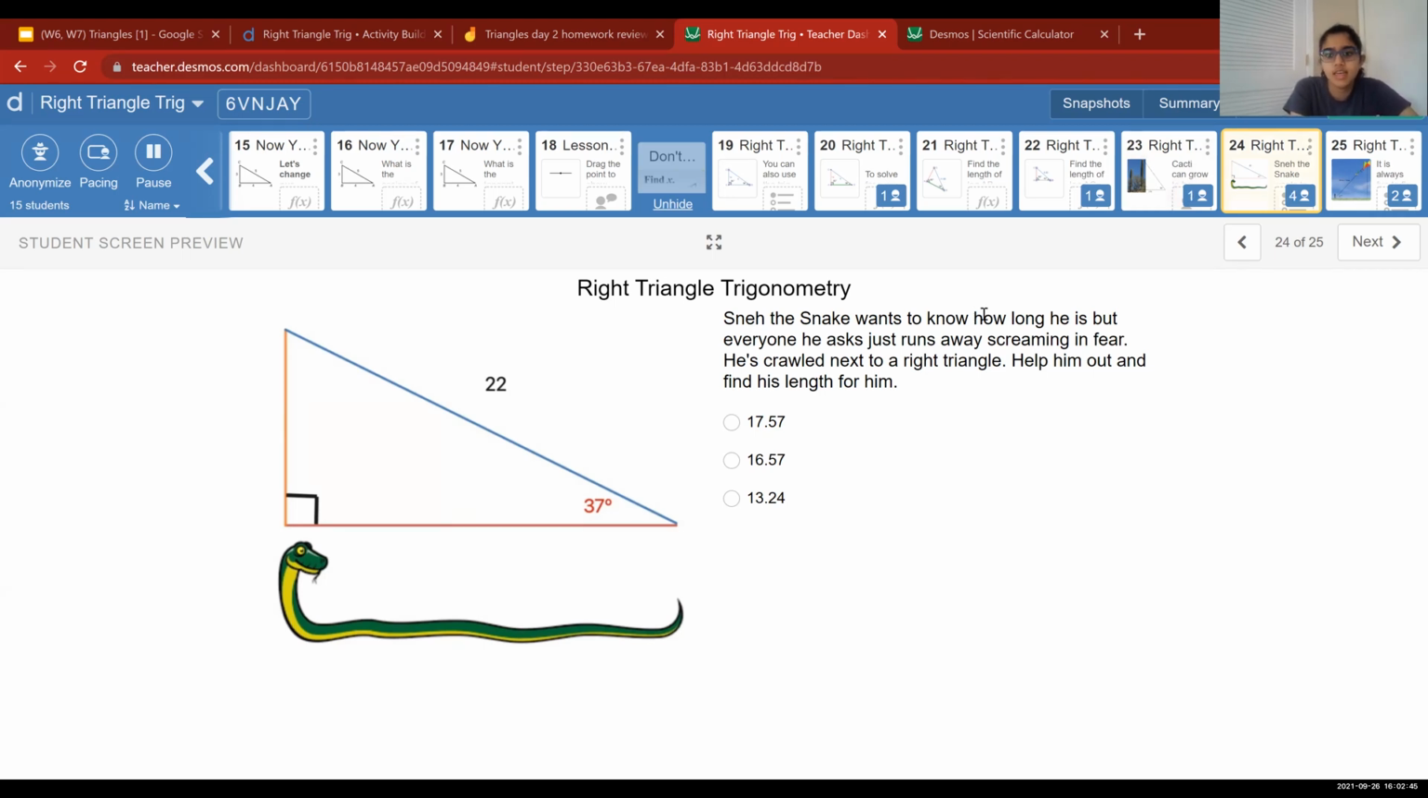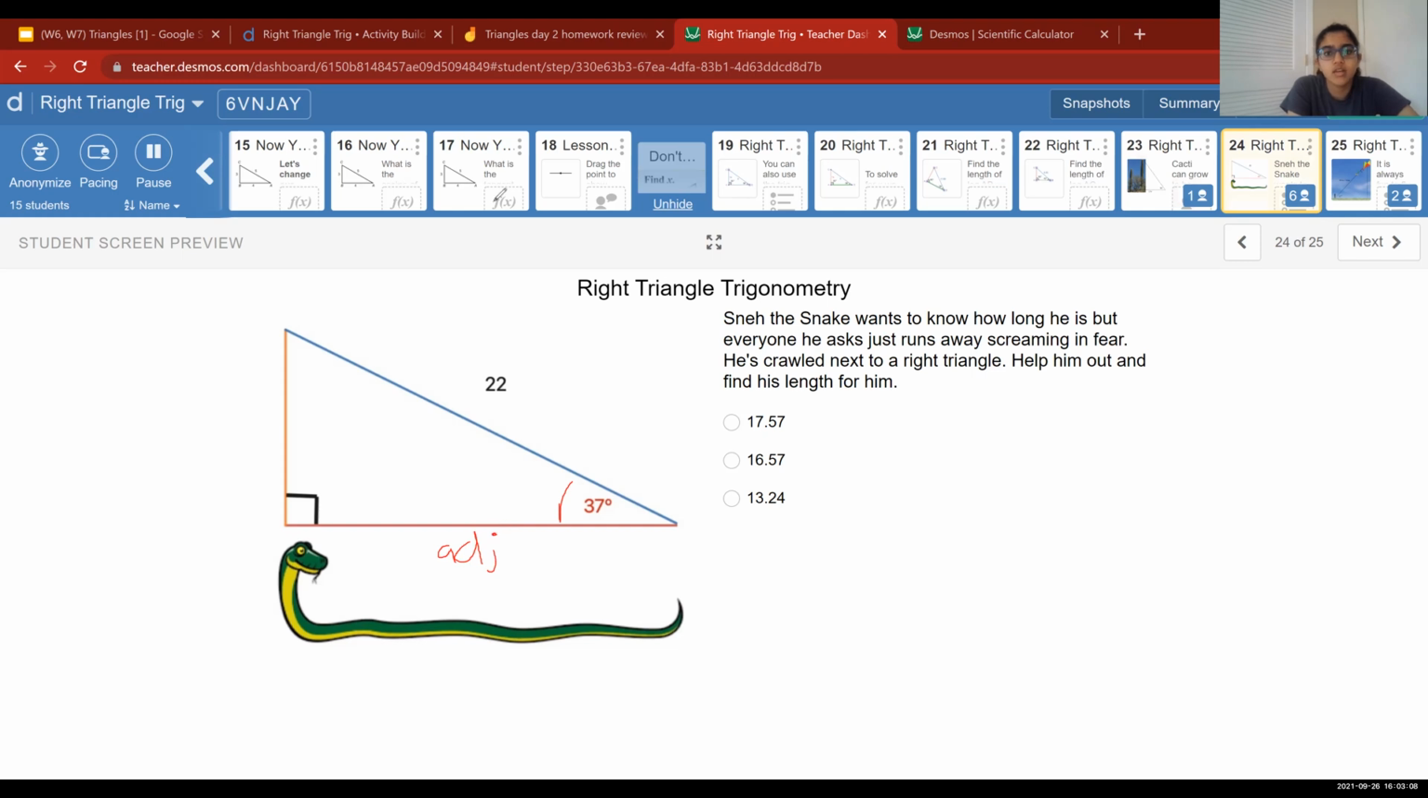Snake the snake wants to know how long he is, but everyone he asks just runs away. He crawls next to a red triangle. Help him figure out his length. So we have this angle, right? We're trying to find the adjacent, and we know the hypotenuse.